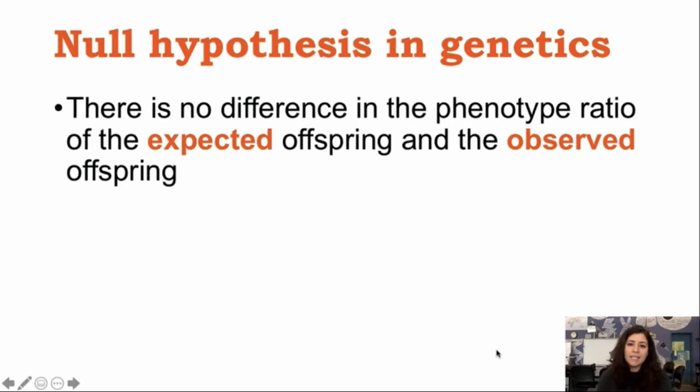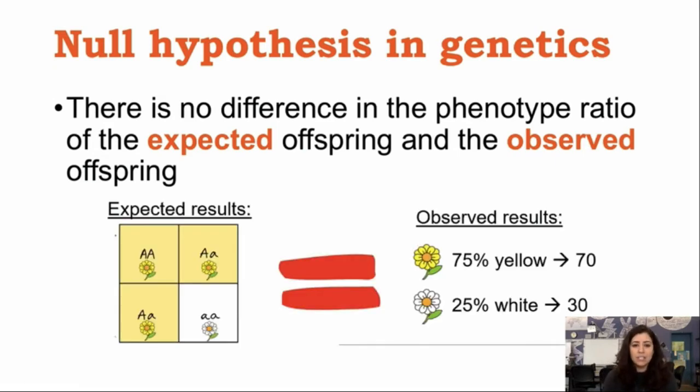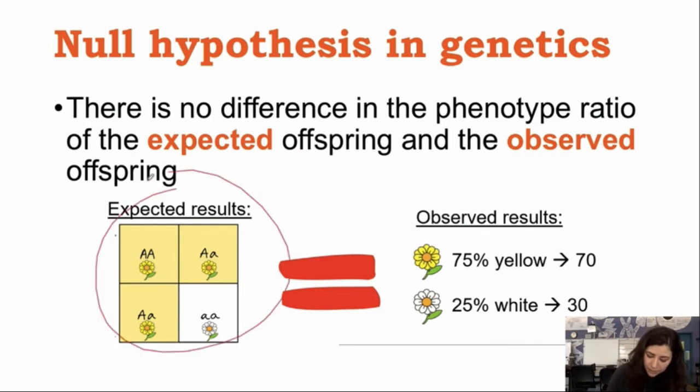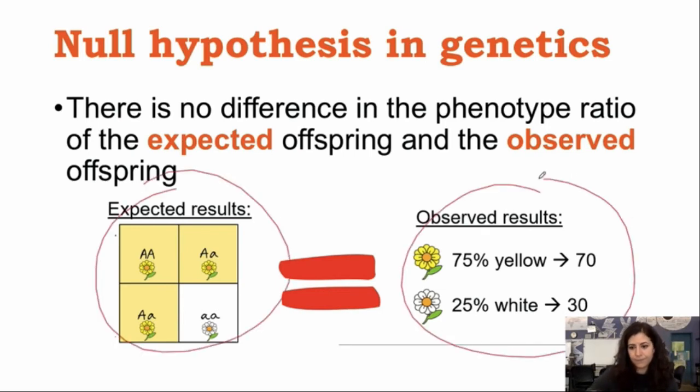So in genetics, the null hypothesis is always going to be that there is no difference in the phenotype ratio of the expected offspring and the observed offspring. In other words, in genetics, our null hypothesis is going to be that what we got from our Punnett square is going to be the same as what we actually got.